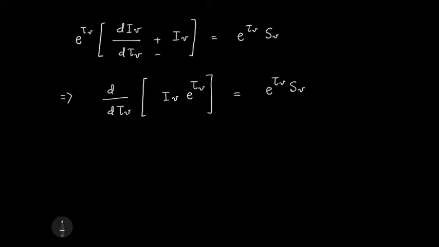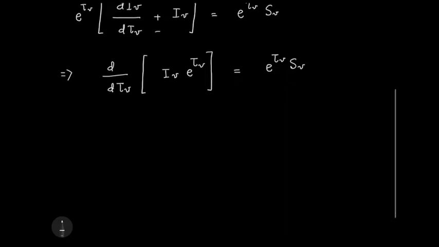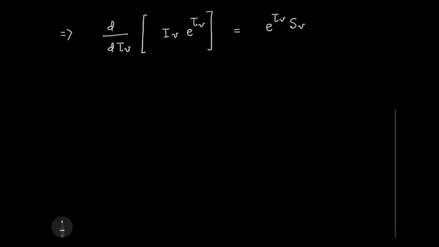Let's check if I get back the upper line from the lower line. So if I start doing the derivative, I take the derivative of I nu, so that is d I nu d tau nu, keeping the other term constant. So that gives me the first term in the upper line. And when I take the derivative of e to the tau nu, I just get e to the tau nu. That times I nu is the second term in the upper line. So these two lines are consistent with each other.